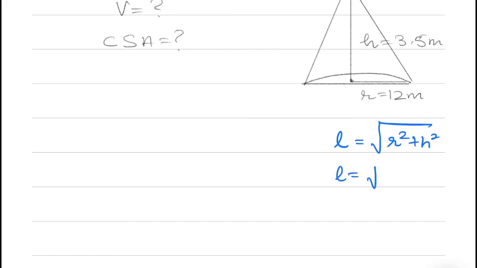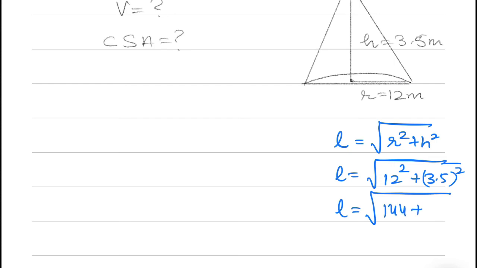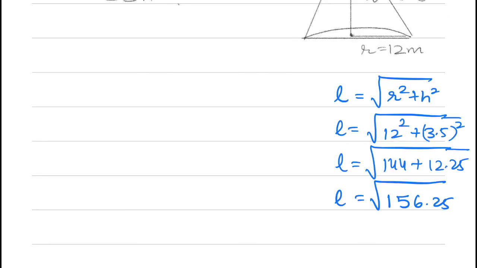L will be equal to square root of 12 square plus 3.5 square. L will be equal to square root of 144 plus 12.25. L will be equal to square root of 156.25. Therefore, L will be equal to 12.5 meter.